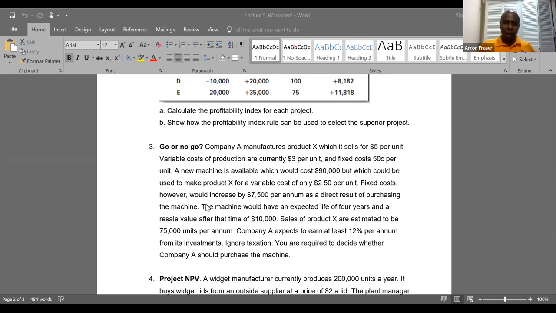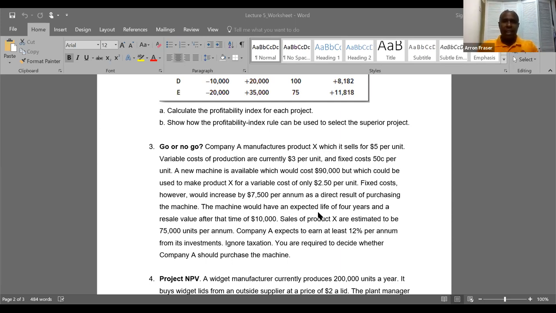It goes on to say fixed costs, however, will increase by 7,500 per annum as a direct result of purchasing the equipment. Right, so that's also an incremental cost. Because if we decide to buy this equipment to make product X, we will have to pay an additional $7,500 in fixed costs. So that again is an incremental amount, right?